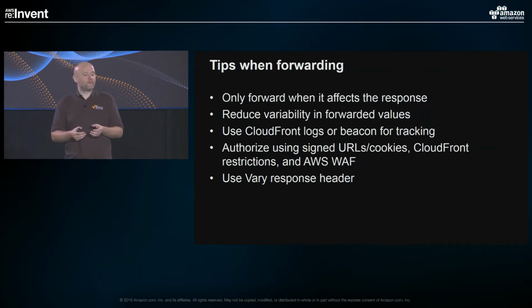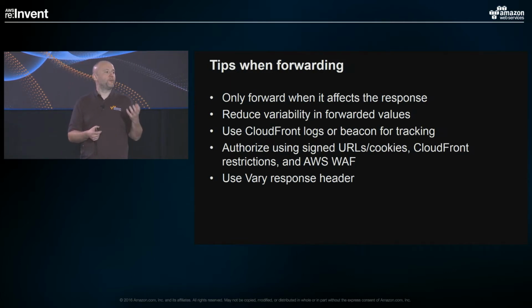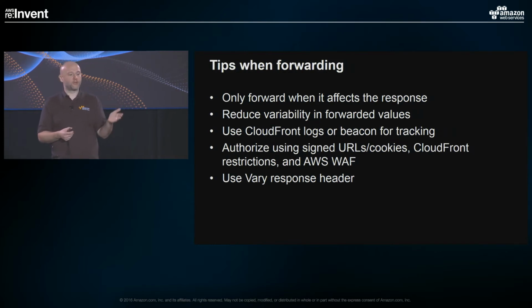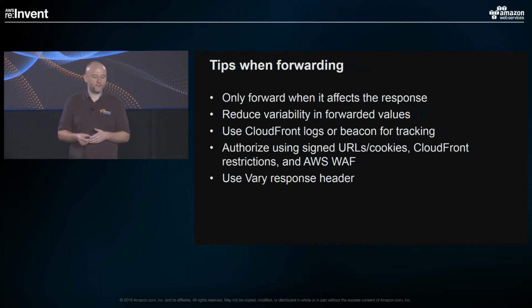Also, to reduce the variability in forwarded values. If you're forwarding a header that varies a lot, that means you're less likely to hit the cache with the same values. So only try and forward things that can be reduced in the different types of values that it can return. And that's the Accept-Language scenario that I spoke to earlier, and I'll talk about that later.